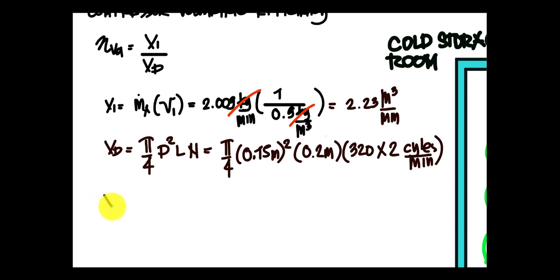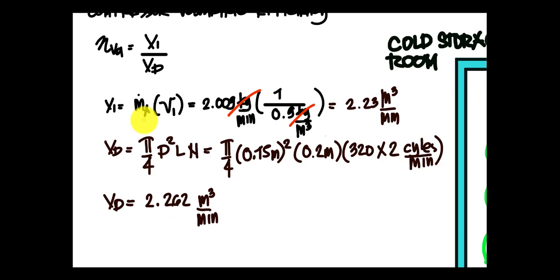So let's use our calculator here. We have the value of 2.262, with units of cubic meter per minute. So we have the units, which is the volume displaced.